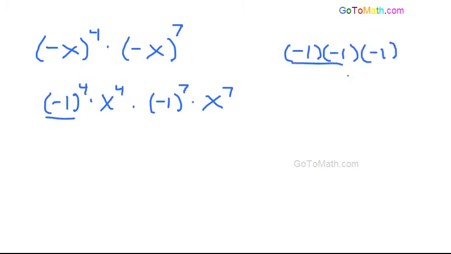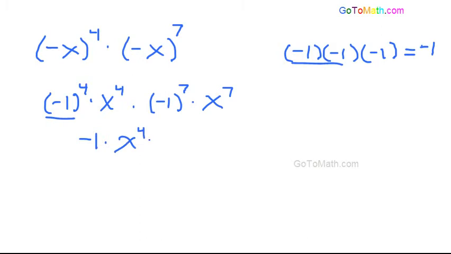So as you see, this negative 1 times negative 1 is a positive 1, but a positive 1 times negative 1 is a negative 1. Okay, so that's going to be an odd number, right? All right. So we end up with negative 1 to the fourth times negative 1 raised to the seventh is going to end up being negative 1. So we're just going to write that right there.